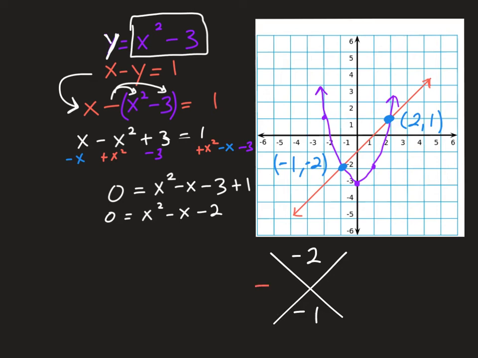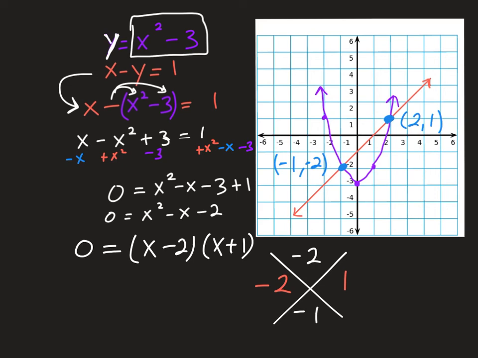How about negative 2 and positive 1? Negative 2 times 1 multiplies to the top. Negative 2 plus 1 adds to the bottom. So that's looking pretty good. Now I can go ahead and rewrite this. Remember, I'm going to keep my 0 and keep my equal sign. And now I have x minus 2 and x plus 1.